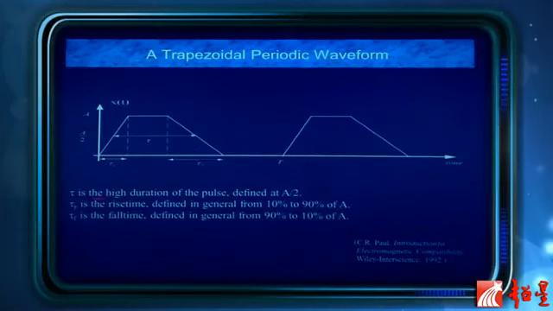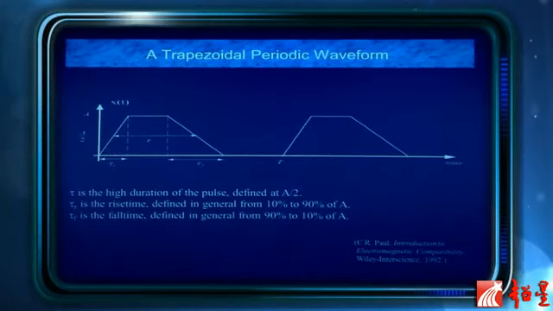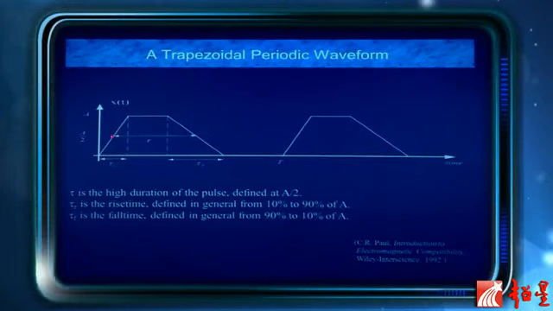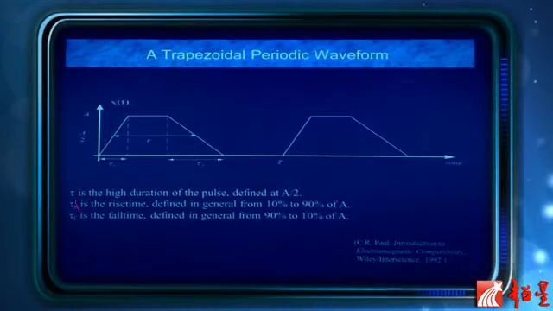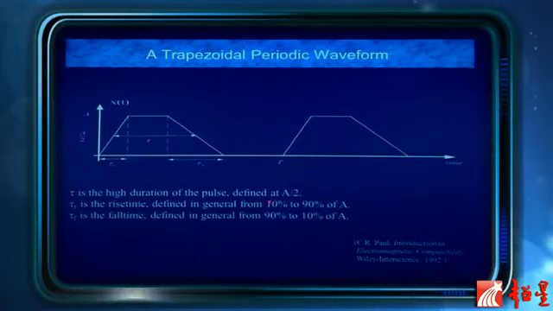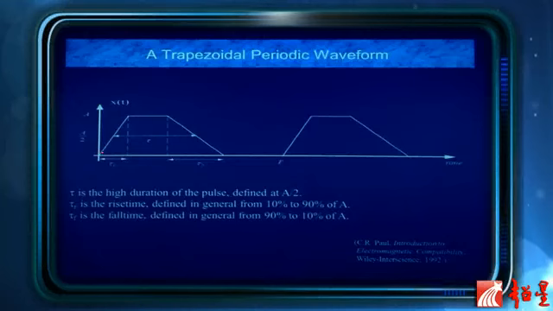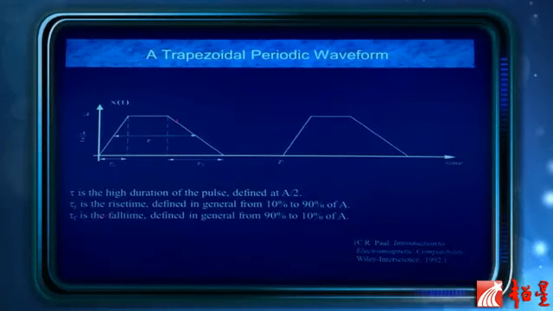In this case, we define the pulse width as the high duration of a pulse, defined at the half point of the amplitude. The rise time is defined as from 10% of the amplitude to 90% of the amplitude. That's usually how it's defined. So from 10% here to 90% here is the rise time of the signal. Again, the fall time is from 90% to 10%. In general, that's how these parameters are defined.